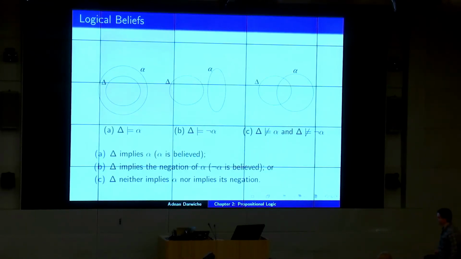Okay, and here's the visualization using Venn diagrams of the relationship between two sentences, delta and alpha. The first one is where delta implies alpha. The second one is where delta implies the negation of alpha. And the third where we don't know. There's no relation. It doesn't imply alpha, doesn't imply not alpha.